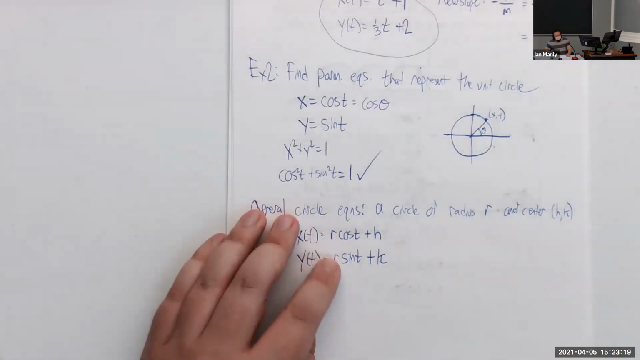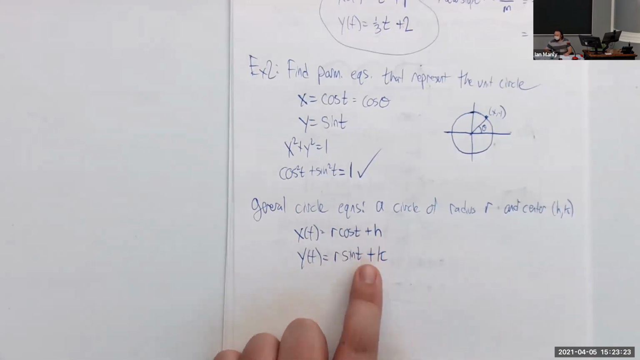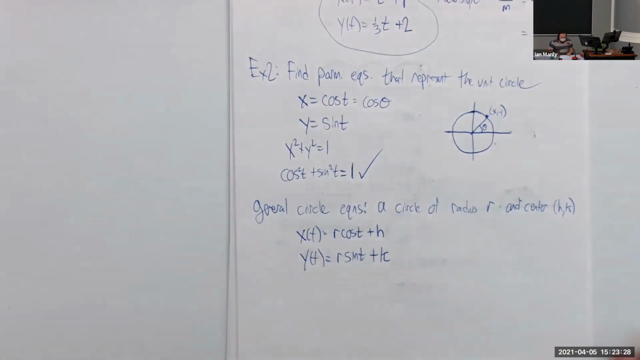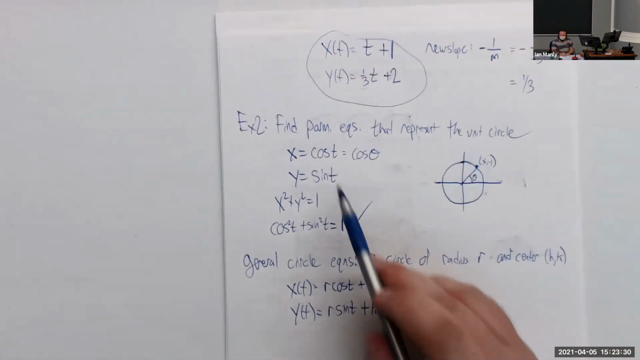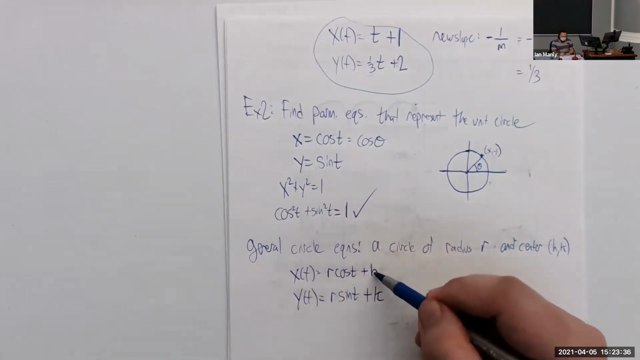So we have an r on both of them. That's going to be our radius, and then we just put the coordinates for the center right here. So this is how we write down an arbitrary circle of any radius. And you can see how the unit circle is a special case of this, because the unit circle has radius 1, so these kind of go away. And then it has center the origin, so these would both be 0, and these go away.